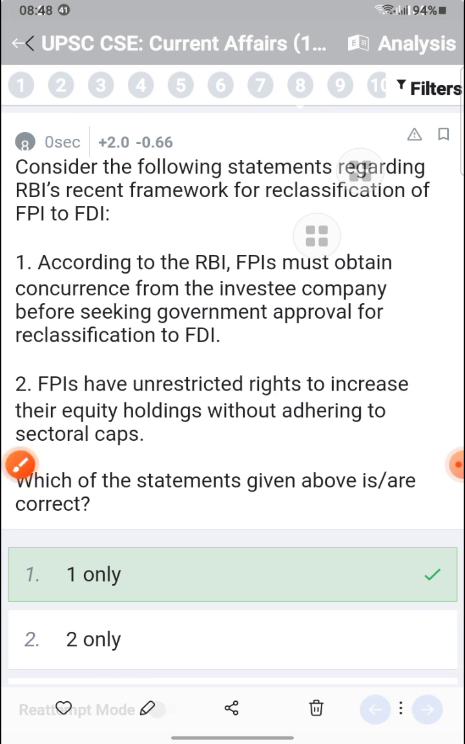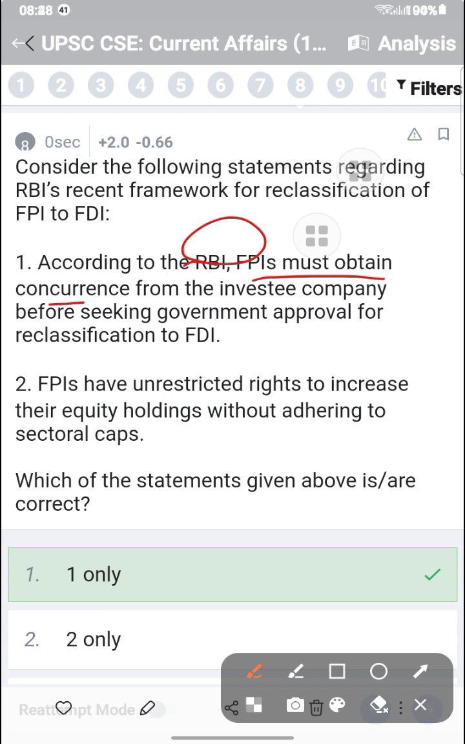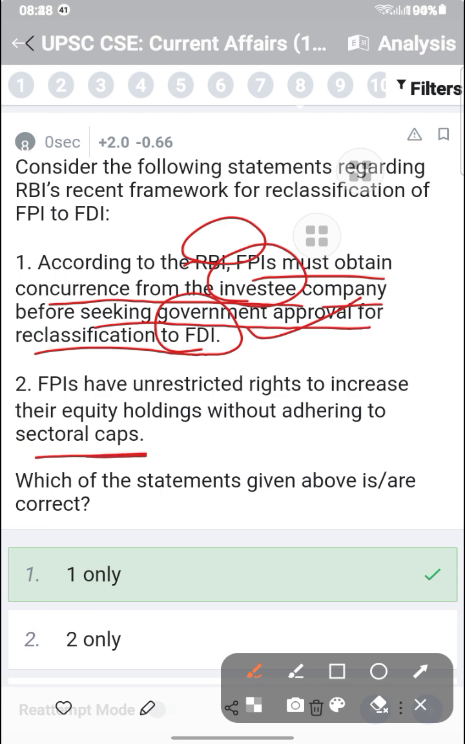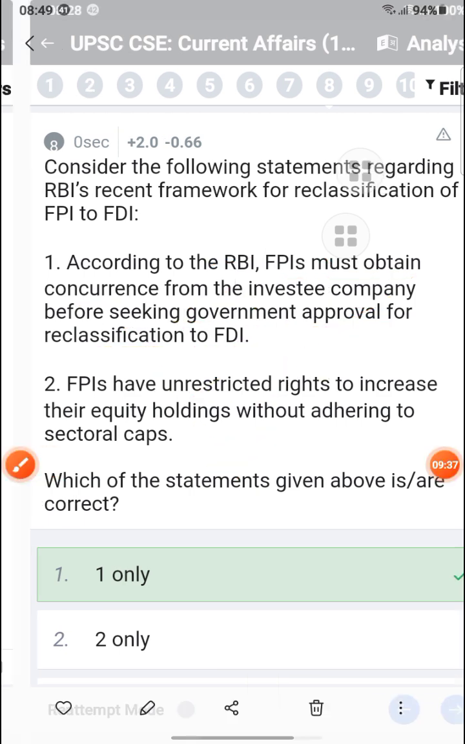Okay, now next, consider the following statement regarding the RBI recent framework for reclassification of FPI and FDI. According to RBI, FPI must obtain concurrence of the investee company before seeking government approval for the reclassification to FDI. So that is true actually. It will be a concurrence from the investee company. FPIs have an unrestricted right to increase their equity holding without adhering to the sectoral caps. That is not true. It is not an unrestricted right to increase the equity holding.